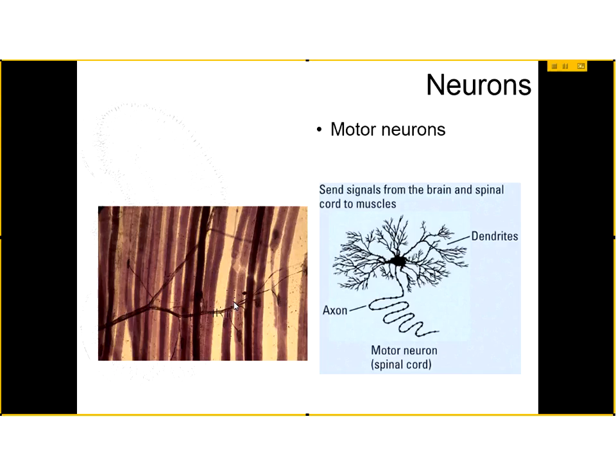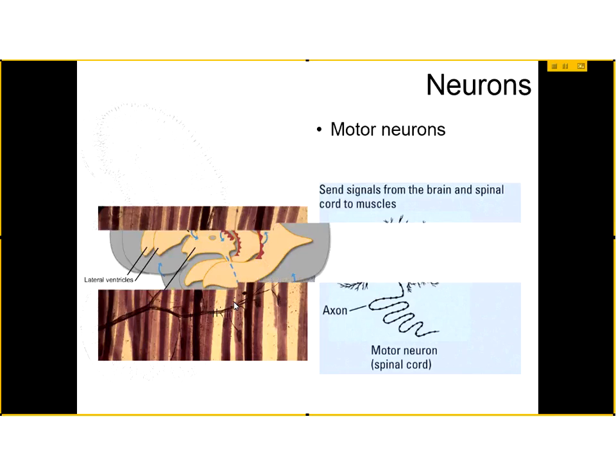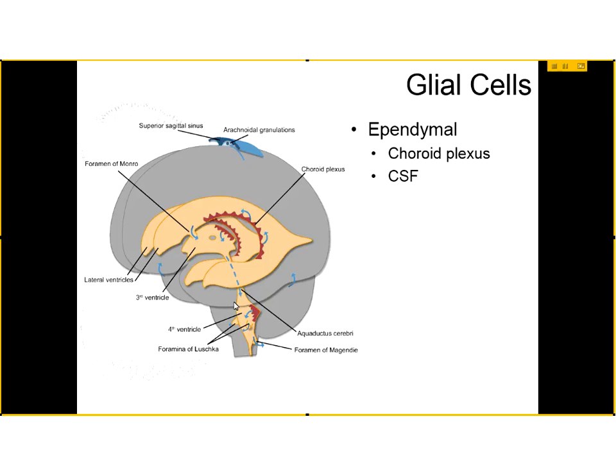We're going to talk more about the structure of neurons a little bit later, but first let's talk about another class of cells within the nervous system, the glial cells. Glial cells are really important support structure for the central nervous system.